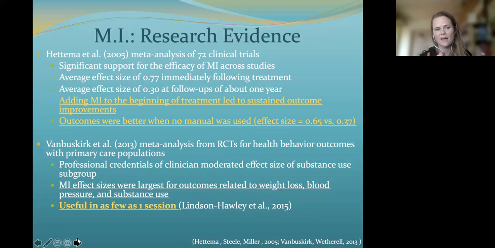But at the time, in the group where manuals were not being used, the clinicians were tuning into that spirit of MI and they were not pushing for the change plan. So it makes sense that outcomes were better. So that, again, is a comment on the power of the spirit of MI. And then also that it's useful in as few as one session. And this is part of what makes it so great for primary care and interdisciplinary care models.